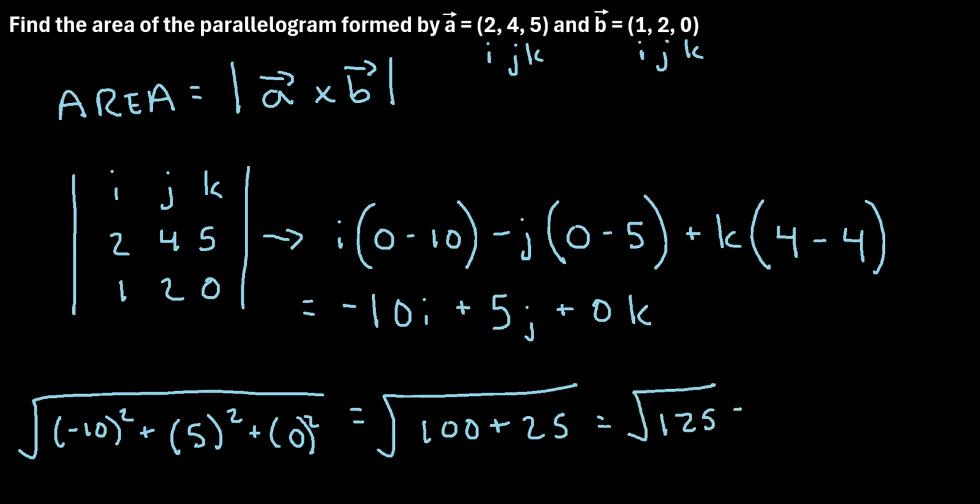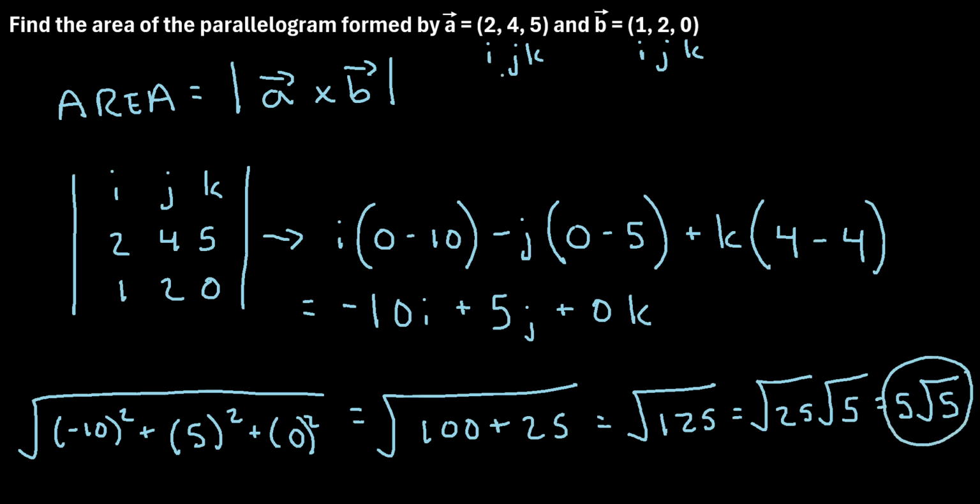And if we'd like, we can simplify that and write it as the square root of 25 times the square root of 5, since 5 times 25 is equal to 125. And we'll notice that the square root of 25 is just 5. So our final answer will be written as 5 root 5. So this is the area of the parallelogram formed by vector A and vector B. And you can use this same process of simply finding the magnitude of the cross product of any two vectors to find the area of a parallelogram.